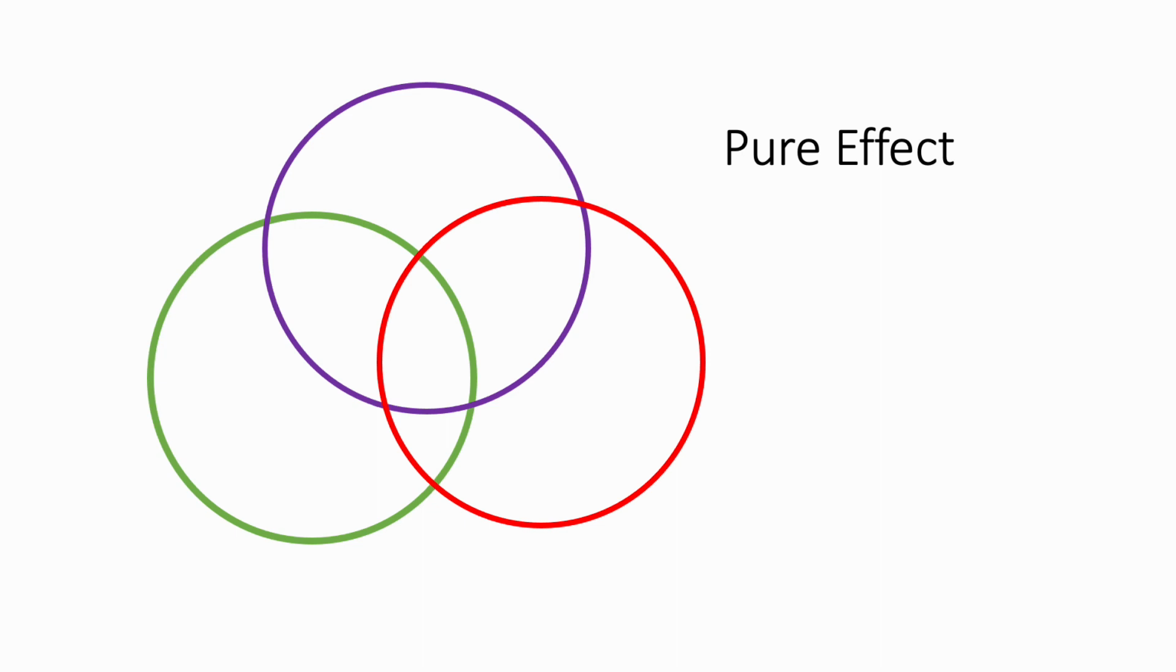What you do is you discount any part of the green circle. You remove that shared relationship between the green and red circle. And what you're left with is a smaller percentage of the purple circle being predicted, but that is the pure effect of emotional sensitivity on openness to experience after removing the green circle, which I said was agreeableness.